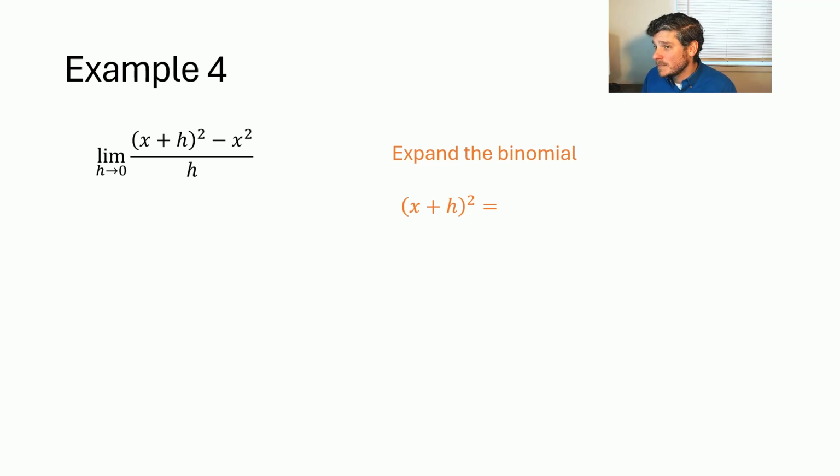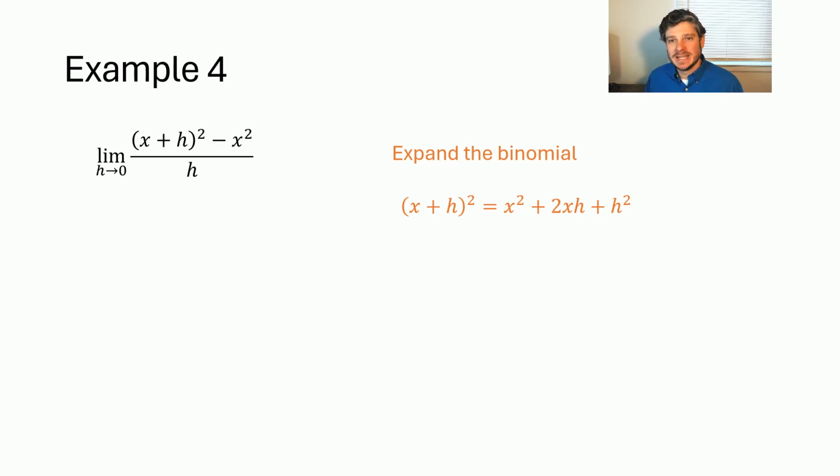Did you get your answer? Because then you can unpause. And so when we expand that binomial, I should get x squared plus 2xh plus h squared. If you thought it was just x squared plus h squared, shame on you. Go back to high school and apologize to your math teacher.